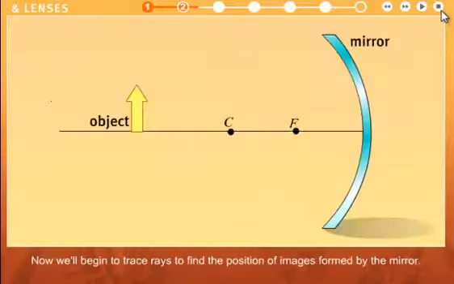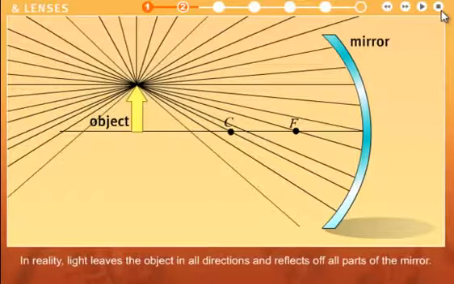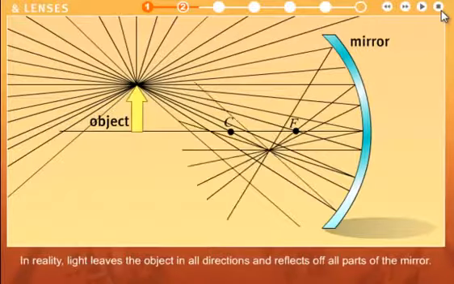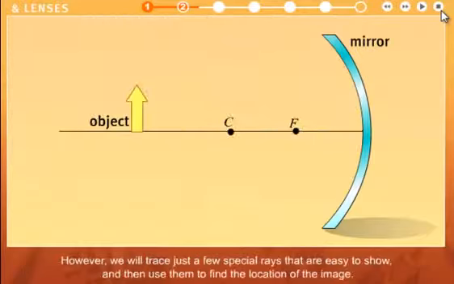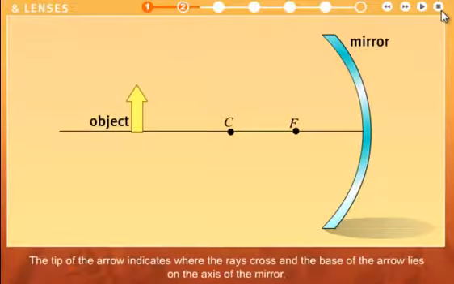Now we'll begin to trace rays to find the position of images formed by the mirror. In reality, light leaves the object in all directions and reflects off all parts of the mirror. However, we will trace just a few special rays that are easy to show, and then use them to find the location of the image. It is convenient to use an upward pointing arrow as our object. The image then will be shown as either an upward or downward pointing arrow. The tip of the arrow indicates where the rays cross, and the base of the arrow lies on the axis of the mirror.